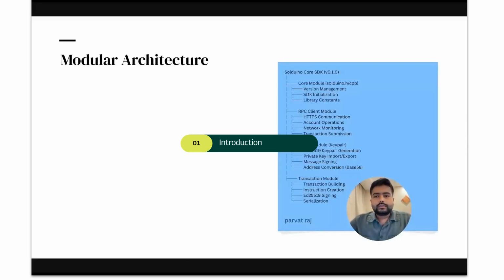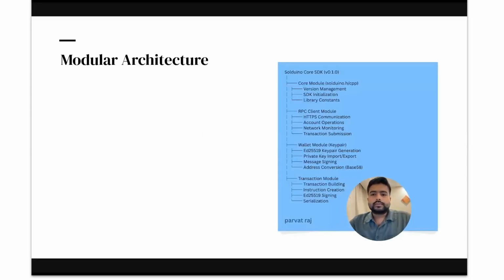The Solduino project consists of four modules. First one is the core module, RPC module, wallet module, and the transaction module. Starting with the core module, it consists of the library constant, SDK initialization, and some version management.